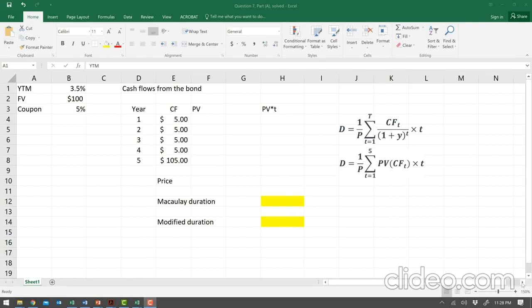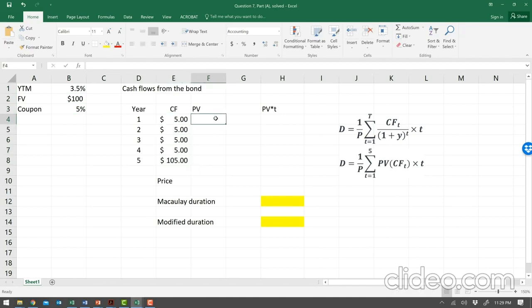So this is very similar to what we've done in question 5. And the spreadsheet has the same template. The only difference is that this bond has 5 years to maturity. So the current YTM on this bond is 3.5%. Its face value is $100. And this bond pays 5% annual coupon. So here we have the cash flows that we get from this bond.